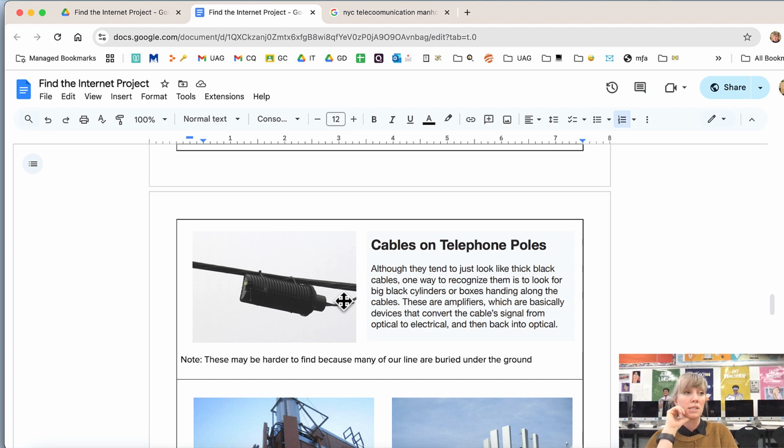Another thing you can look at, if you are in the outer boroughs or up in northern Manhattan, is cables on telephone lines. You could see them in New Jersey too, if you're out there for the weekend. You would be looking for a juncture box. This juncture box right here is a way to transform a cable signal from electrical to optical and back again. So if you can position yourself in a picture where your face is in the picture and you can also see one of these black boxes, that is another way to show where the telecommunication lines, the internet lines, are.